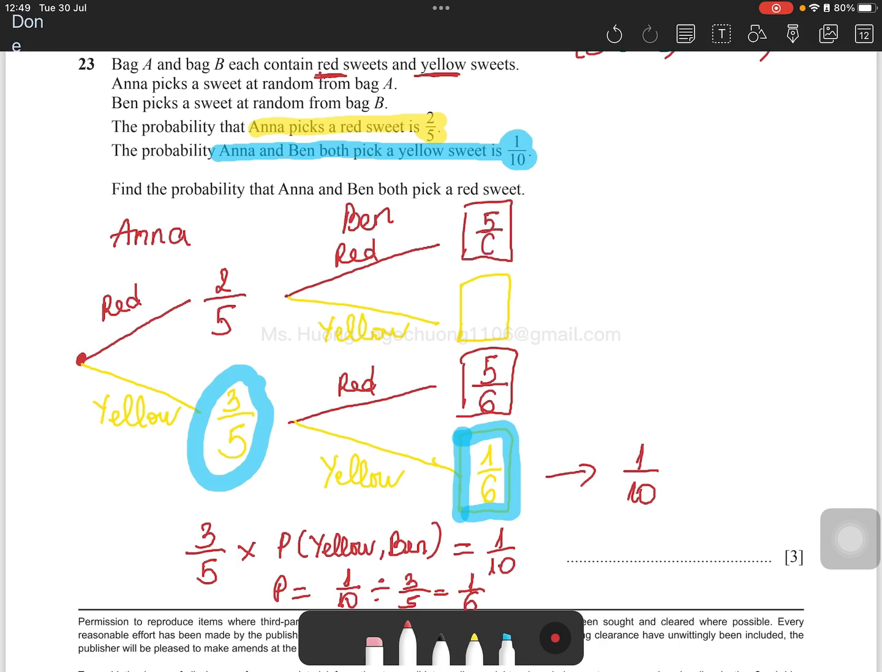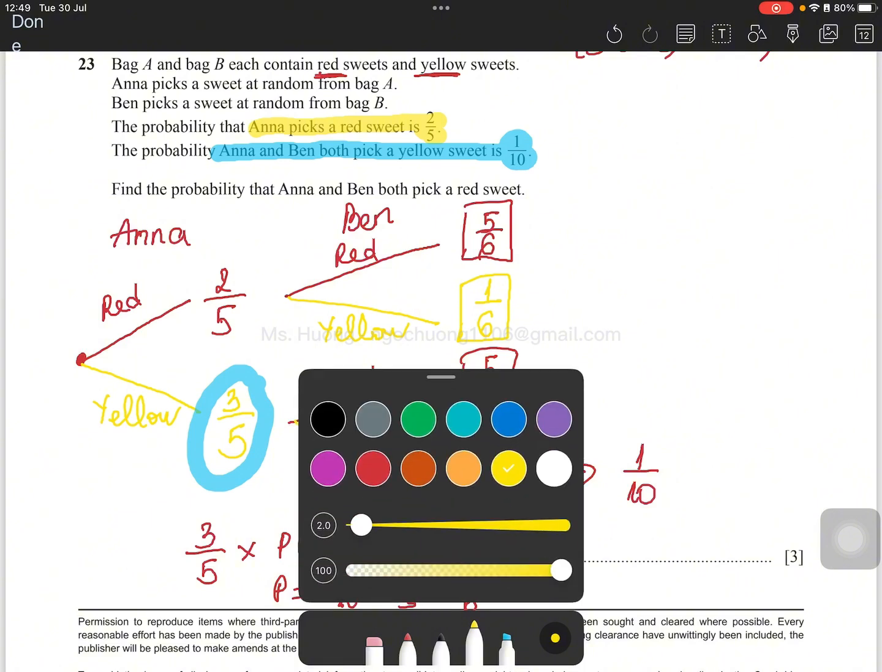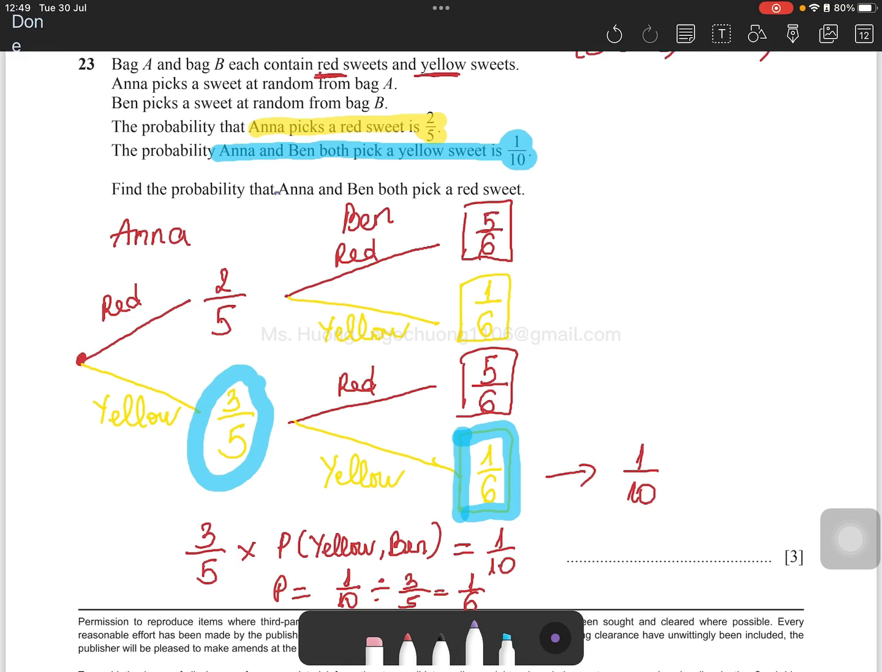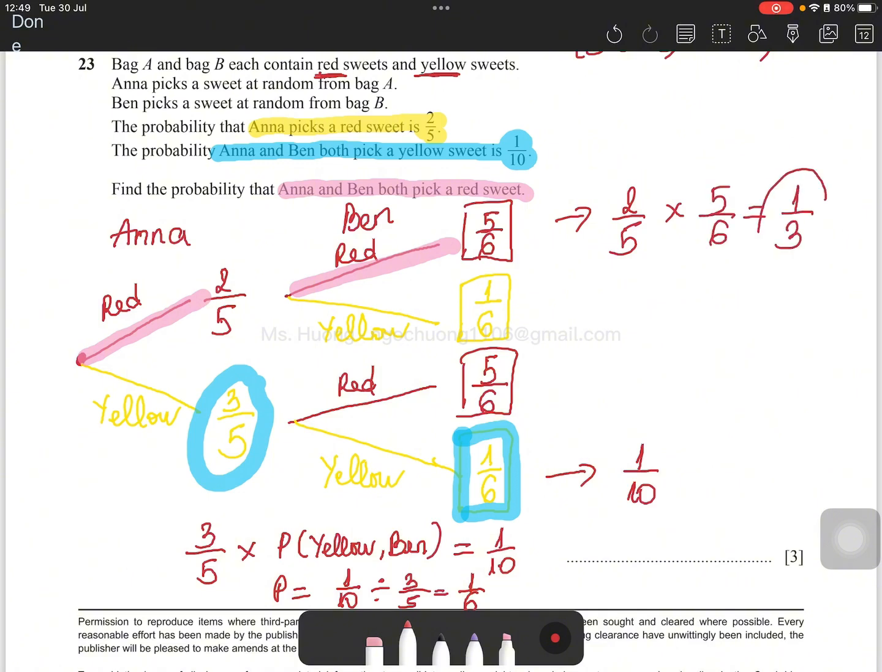And the same for this: 5/6 and 1/6. Now the question is, find the probability that Anna and Ben both pick a red sweet. Both pick a red sweet, which means I want this red and this red. So we have 2/5 multiplied by 5/6 equals 1/3. So 1/3 is the final answer for this question. This is the end of the test.